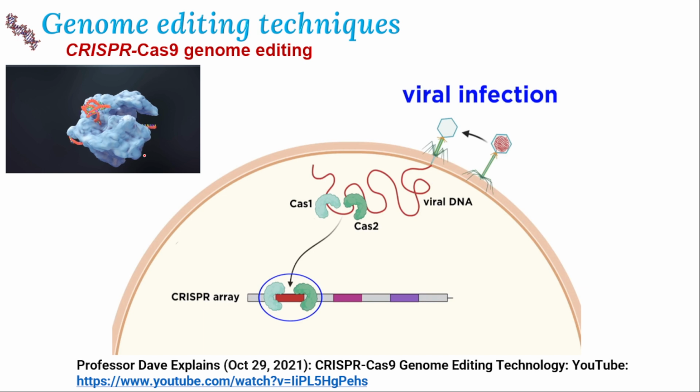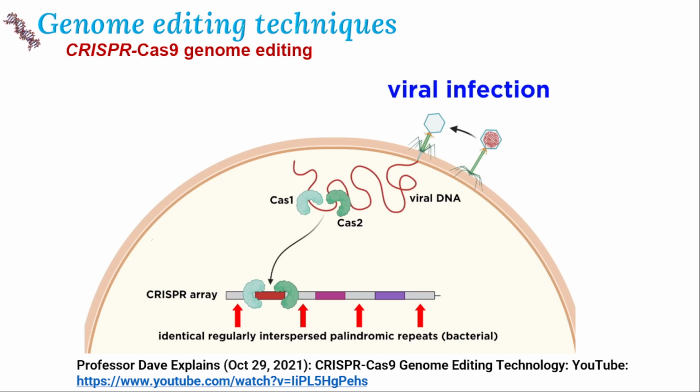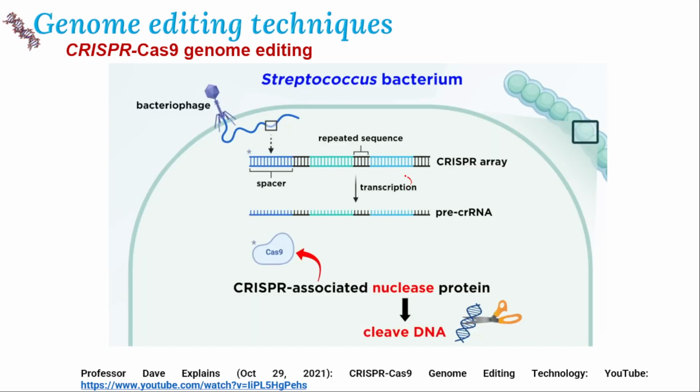If you see this, this is the Cas9 nuclease. It is a dimer. In two ways it flanks the DNA, cuts the DNA, and then edits or modifies the DNA. Further, this viral genome will be inserted and form a CRISPR array. So this CRISPR array further goes for transcription.